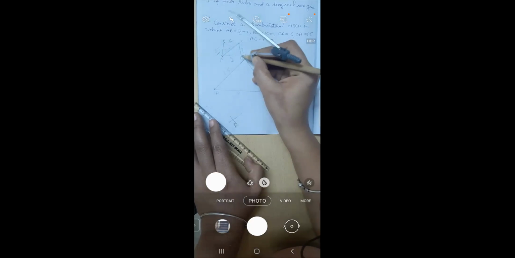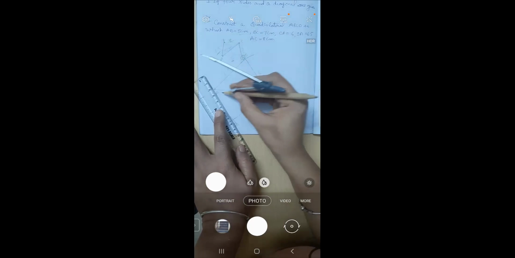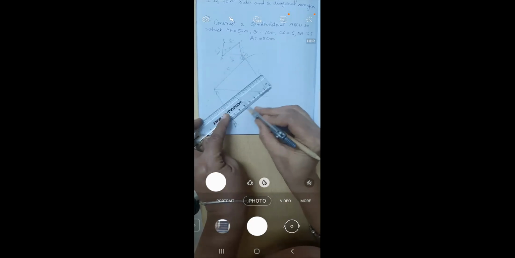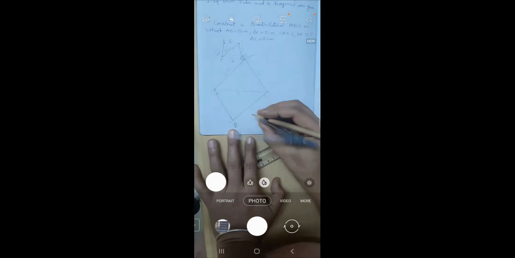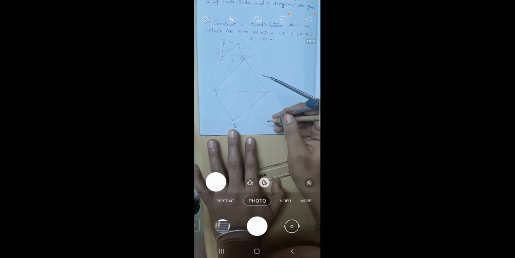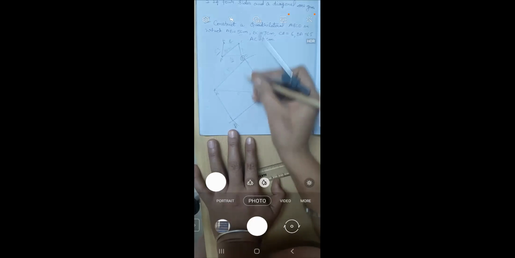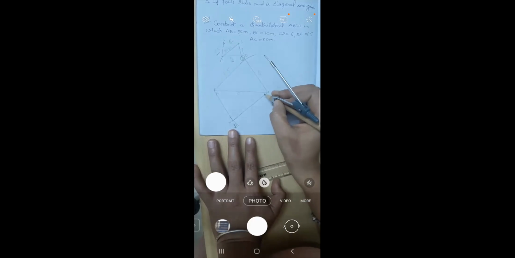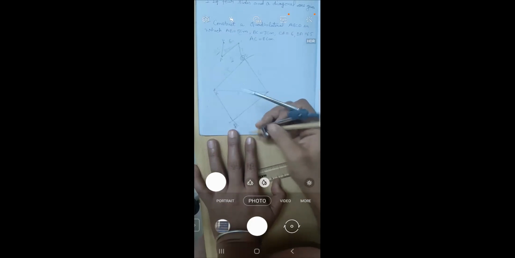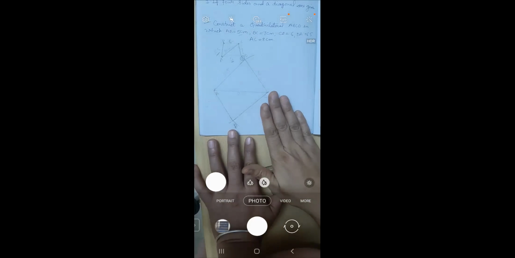This is point B. Now you can join A and B, and B and C. So you will get a quadrilateral if 4 sides and 1 diagonal are given. This is the method. Should I repeat it again?